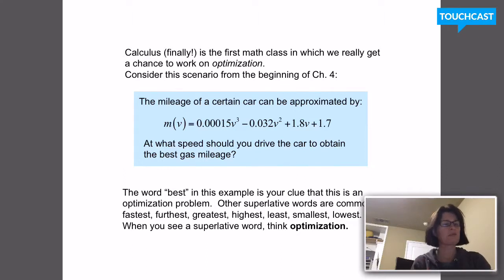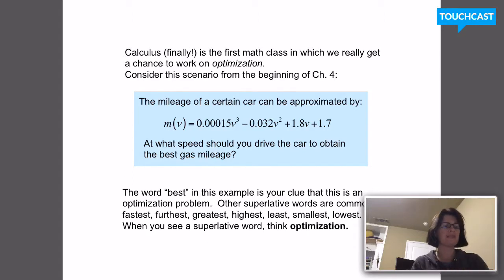So here's an example from the beginning of chapter 4 in your book. What if you had a function that told you, given how fast you drive your car, so given the velocity at which you drive, v, what gas mileage do you get? We might want to use that function to figure out what speed we should drive at to get the best possible gas mileage. Calculus can help us do that.